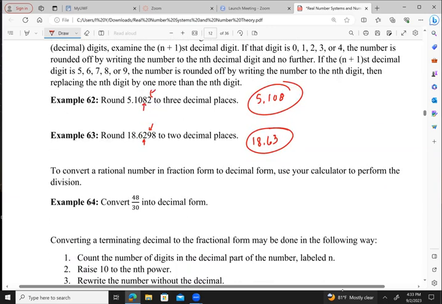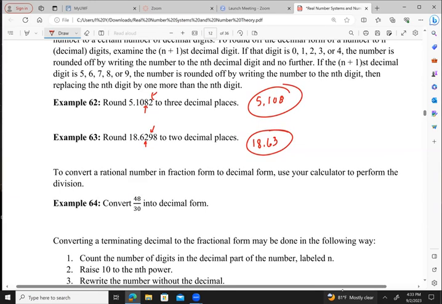To convert a rational number in fraction form to decimal form, use your calculator to perform the division. So we're simply taking 48 divided by 30 equals, and I get 1.6 on my calculator, and it is a terminating decimal.